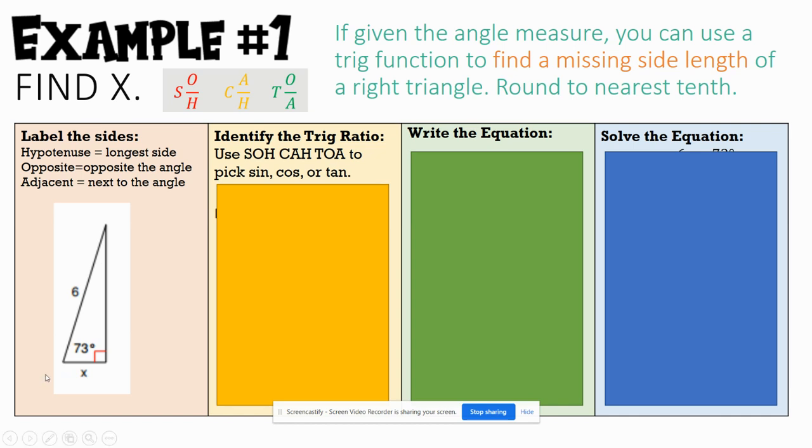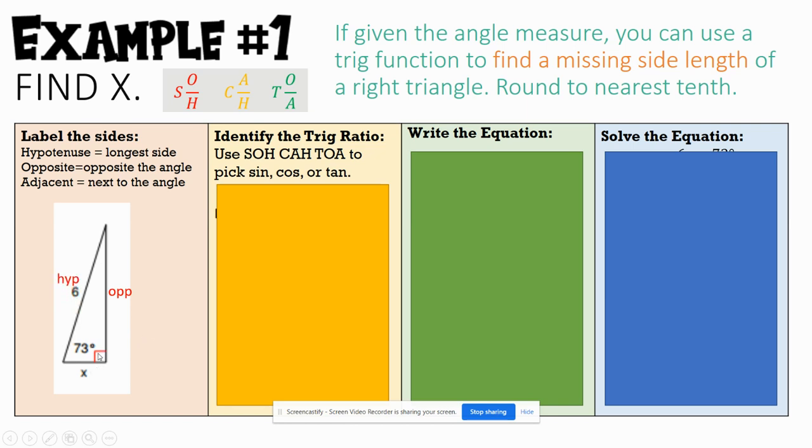So we're going to use a similar approach to what we did on Tuesday. We're going to first really draw attention to that acute angle that we're working off of. So we're working off the 73-degree angle. And then you want to label the sides according to that angle. For example, what side length is the hypotenuse? What side length is opposite that angle? And what side length is adjacent to that angle?